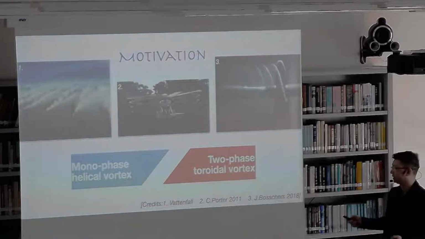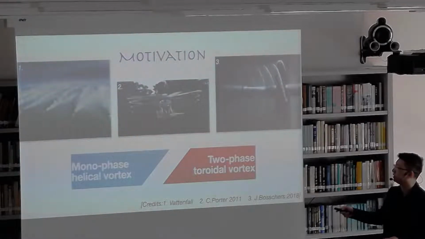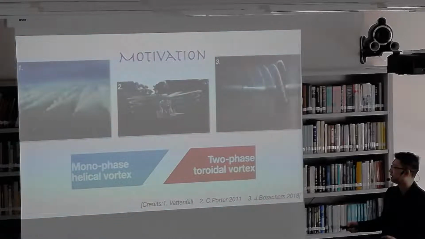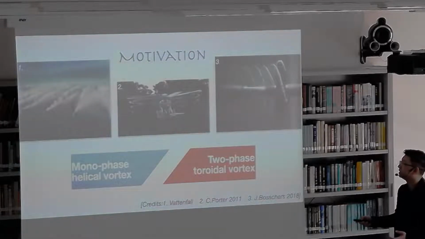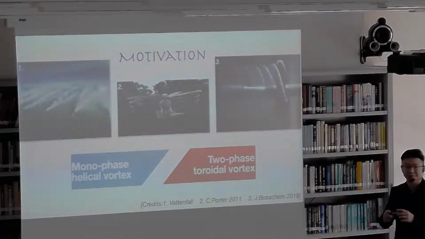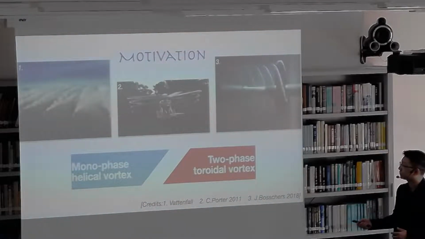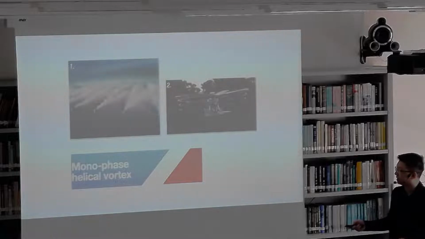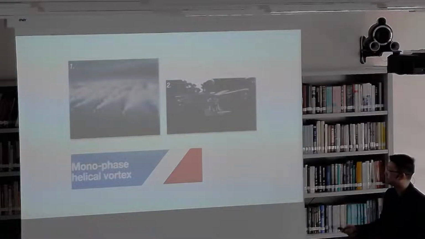The subject is mainly divided into 2 parts. The first part concentrates on monophase helical vortices, which correspond to the first 2 images here, and the second part is a two-phase vortex, similar to image 3, but in a toroidal shape, which means a ring shape. We're starting by talking about monophase helical vortices.